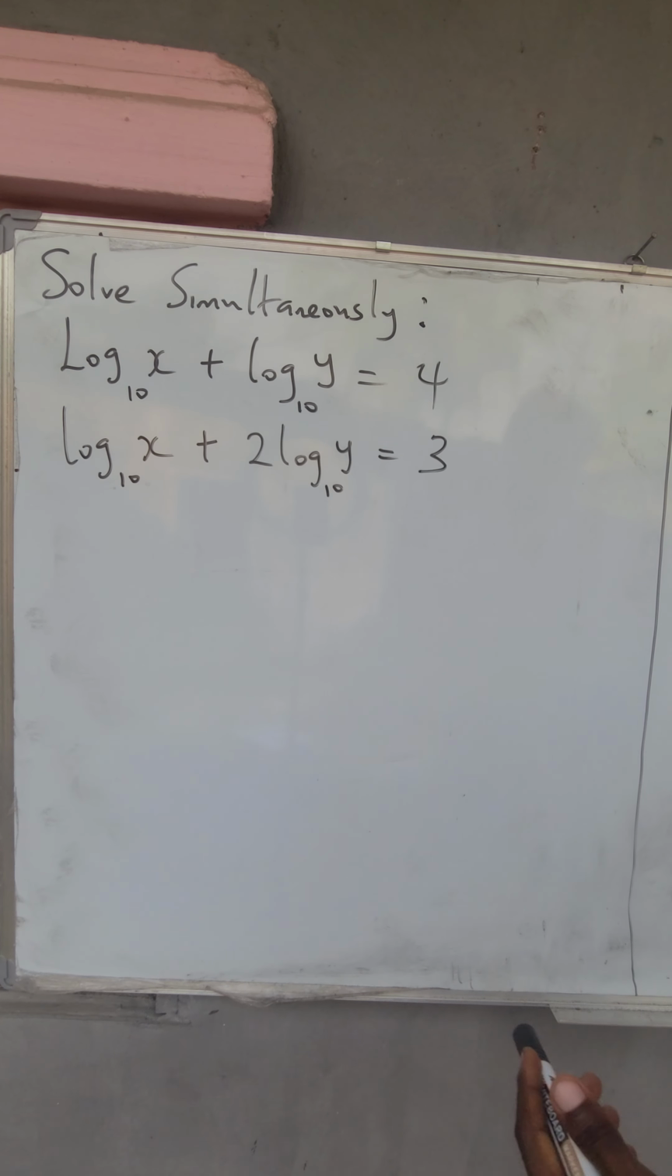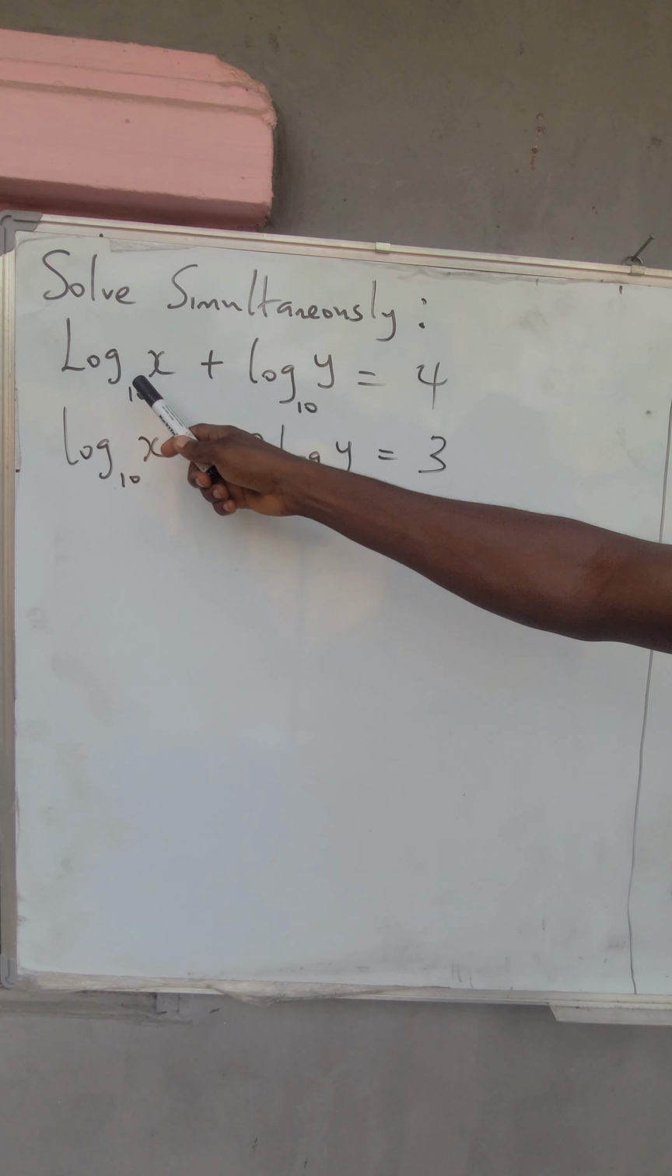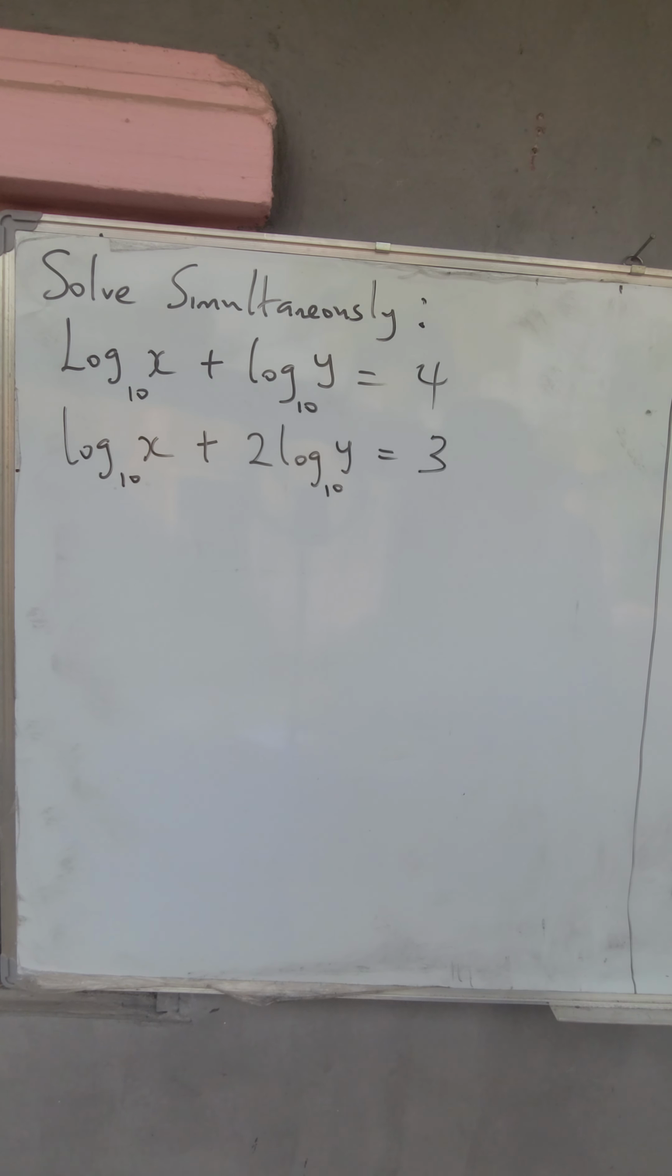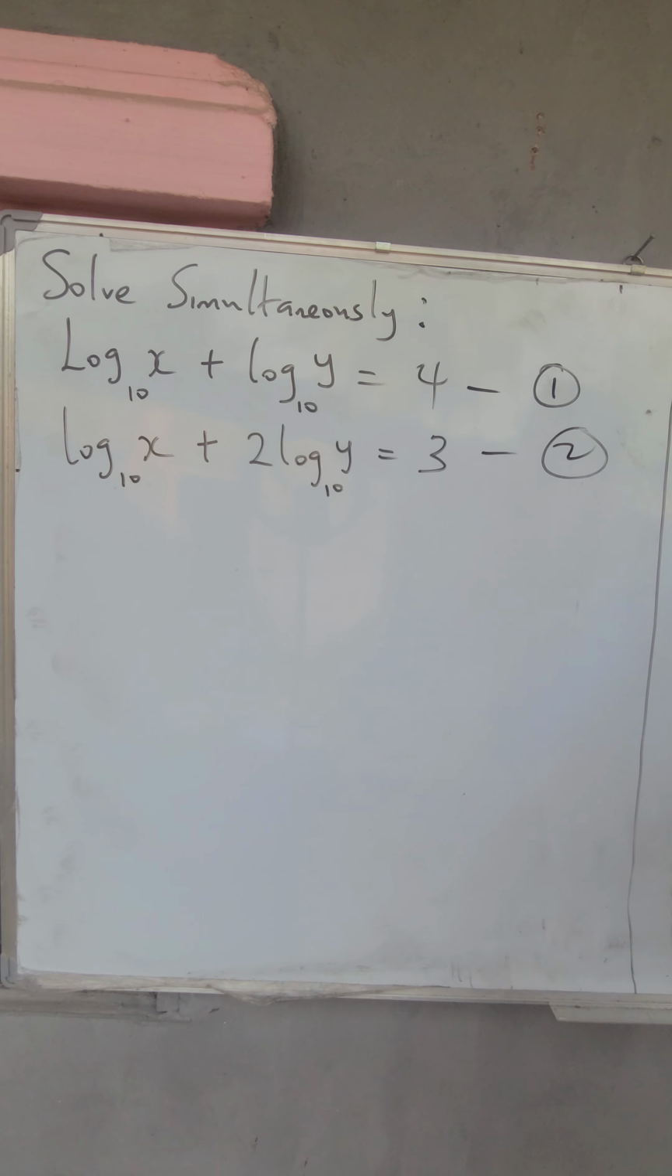So we have some logarithmic equations that lead to simultaneous equations. You are asked to solve this to get x and y, and we're going to solve them simultaneously. The first thing to do here is to name this as our equation 1 and equation 2. Now we apply the elimination method to get our solution real quick.